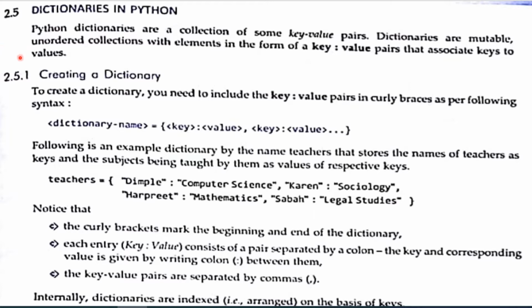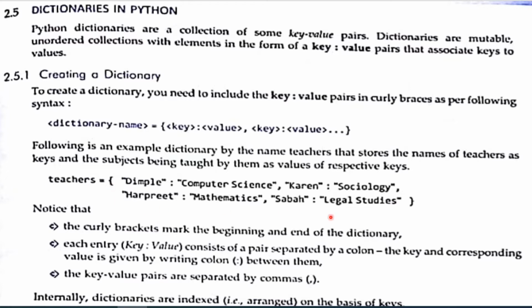Secondly, in a dictionary, each key is separated from its value by a colon, and the items are separated by commas. That is, after giving one pair with key and value, you need to put a comma, and then the whole thing is enclosed in curly braces.